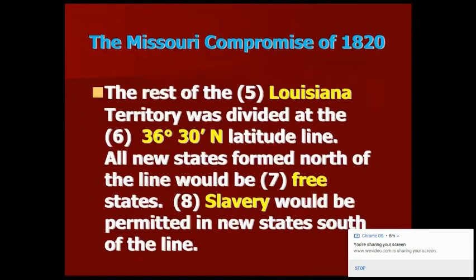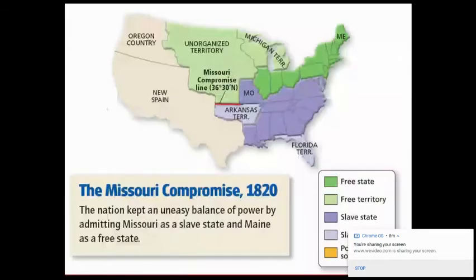All new states formed north of the line would be free states. Slavery would be permitted in the new states south of the line. So, in order to prevent any problems in the future, they draw a line on the map. So you can see it right over here. This red line is basically in line with the bottom of Missouri.